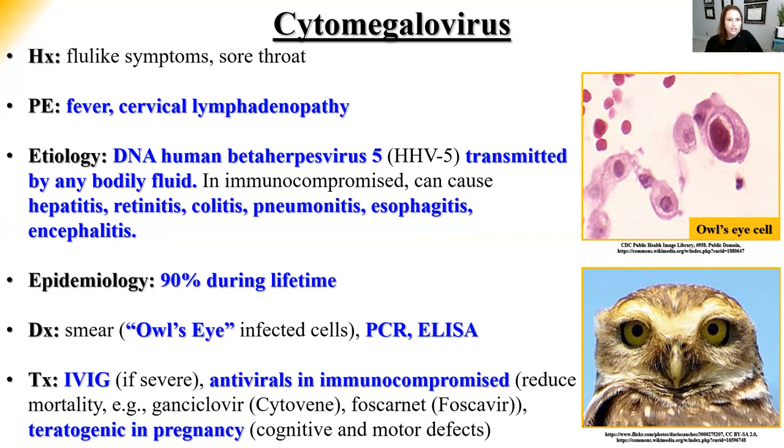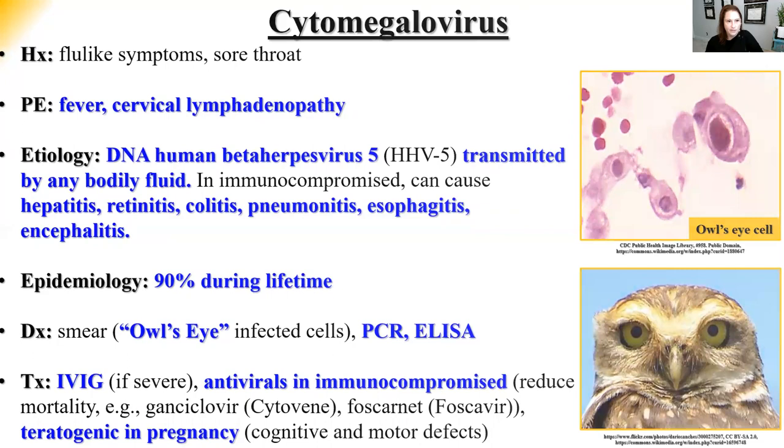IVIG can be given if it's very severe or in an immunocompromised patient. You can also give an antiviral in an immunocompromised patient. What makes this a good exam question here, besides that owl's eye, is that it can be teratogenic in pregnancy. It's one of your TORCH infections. So it can cause cognitive and motor defects in that baby.